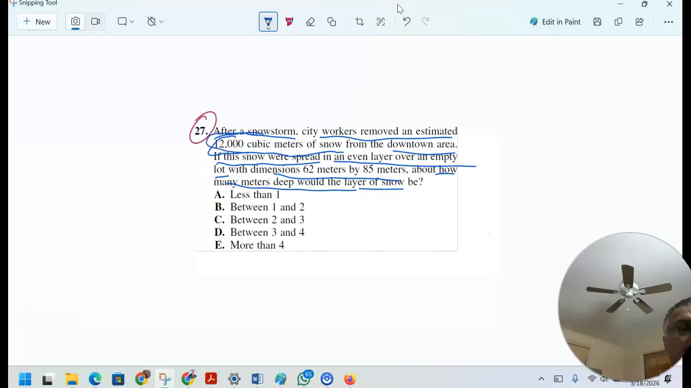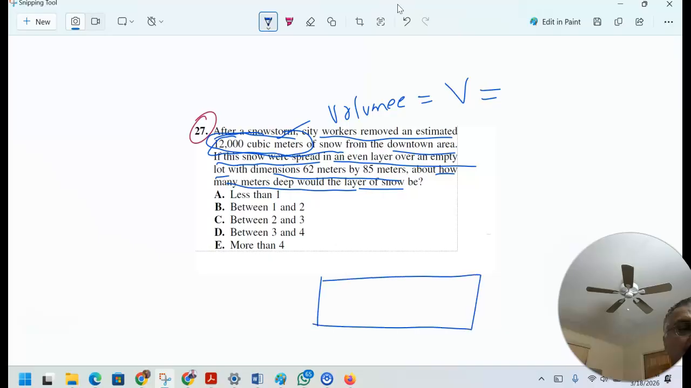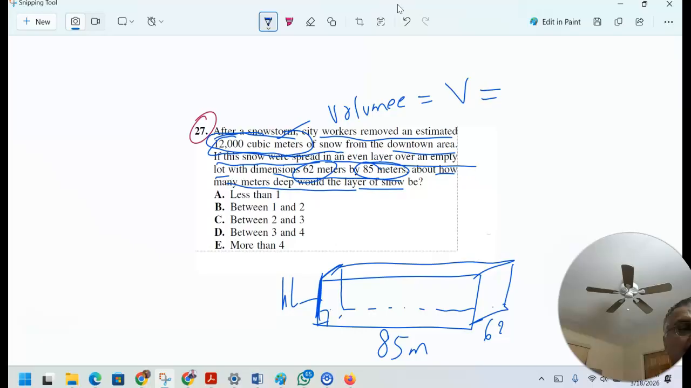That means this is already given to you as the volume of the snow, which is V, and if I want to have a three-dimensional box, it is 85 by 62. So this is 85 meters by 62. The question is, what should be the height of this, so that the whole volume is 12,000?